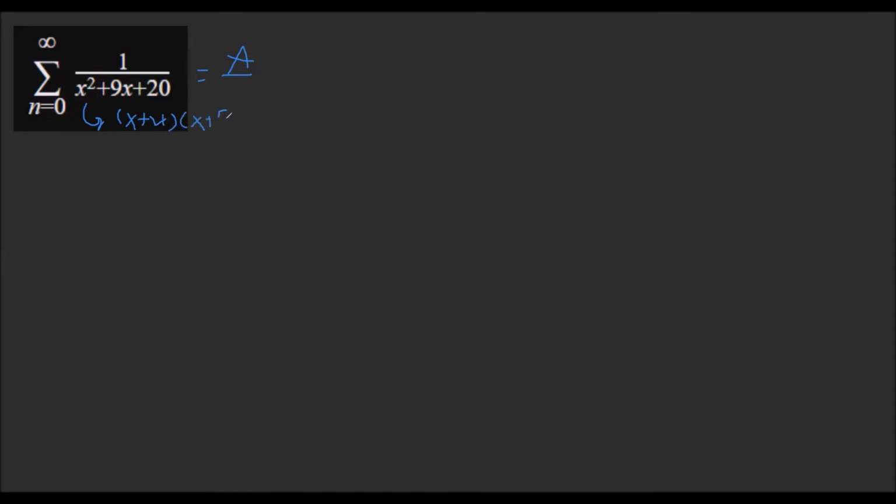I featured a video, as I just said, going over decomping fractions. I'll put a card right here if you're unfamiliar with it. But essentially, this is equal to a over x plus 4 plus b over x plus 5. From here, we have to find both a and b. So 1 is equal to a times x plus 5 plus b times x plus 4.